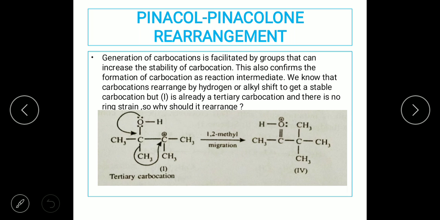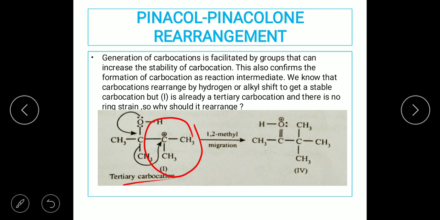We know that carbocations rearrange by hydrogen or alkyl shift to get a stable carbocation, but this one is already a tertiary carbocation and there is no ring strain. So why is there still a rearrangement? As I already told in the first mechanism, the Wagner-Meerwein, a primary carbocation will always try to become more stable by forming a secondary or a tertiary. But here, if you look at this intermediate carbocation, it is already tertiary. So why would it still form a different carbocation when there is already stability?